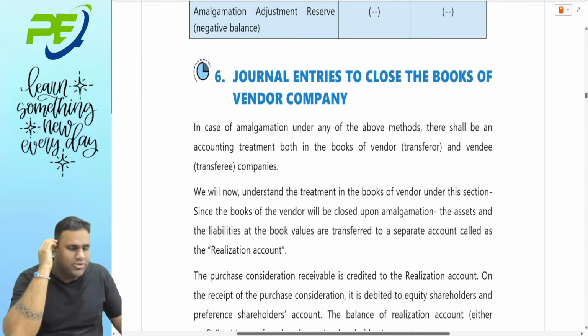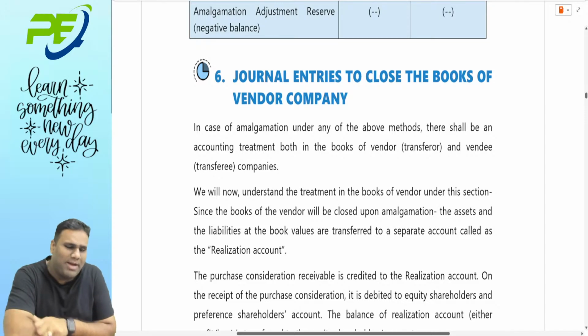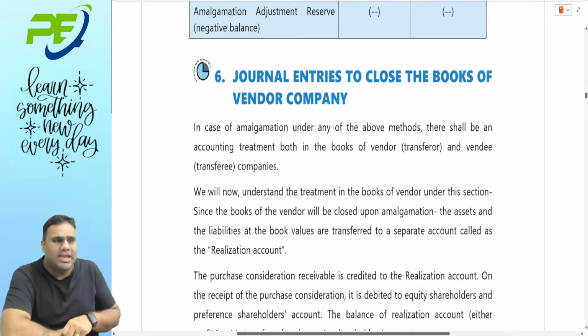Okay, so let's continue. Let's continue our discussion on chapter number 13, accounting for amalgamation of companies.